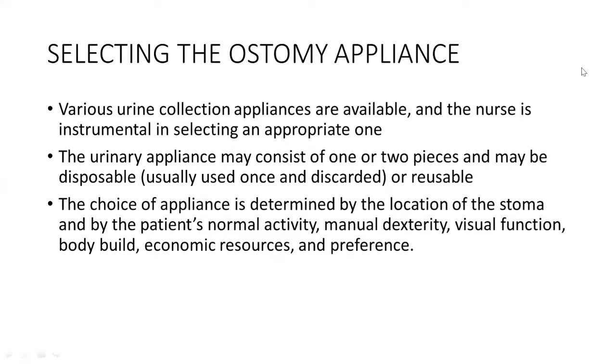Various urine collection appliances are available, and the nurse is instrumental in selecting an appropriate one. The urinary appliance may consist of 1 or 2 pieces and may be disposable, usually used once and discarded, or reusable also. The choice of appliance is determined by the location of the stoma and by the patient's normal activity, manual dexterity, visual function, body build, economic resources, and preference.